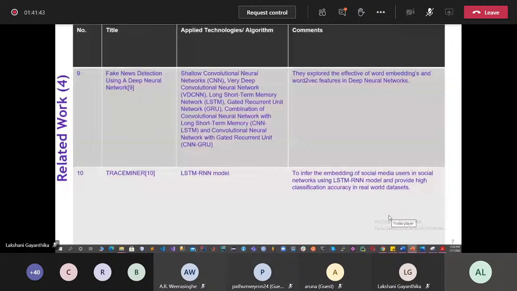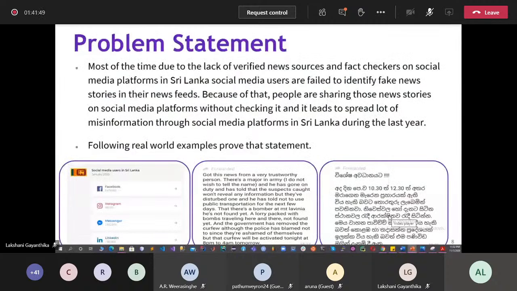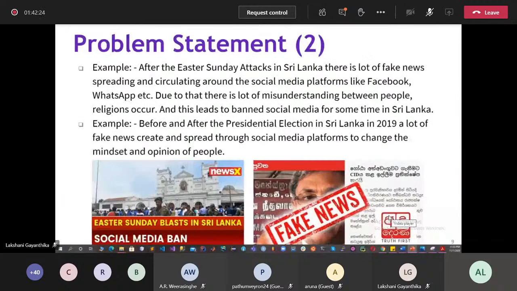And let's move forward. This is the problem statement I have found. Most of the time, due to the lack of verified news sources and fact checkers on social media platforms in Sri Lanka, social media users have failed to identify fake news stories in their news feeds. Because of that, people are sharing those news stories on social media platforms without checking them, and it leads to a lot of misinformation spreading through social media platforms in Sri Lanka during the last year. And the following real-world examples prove the above problem statement. As you can see from these examples, they also reinforce the problem statement really well.